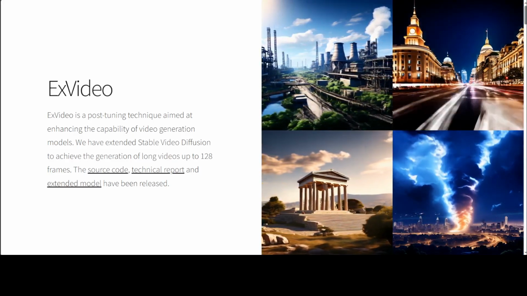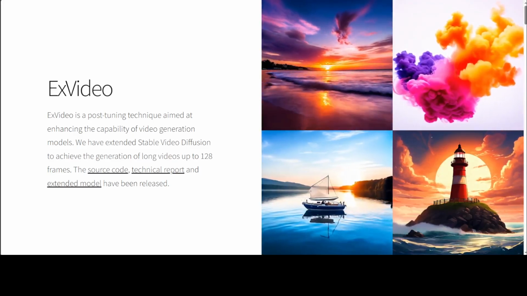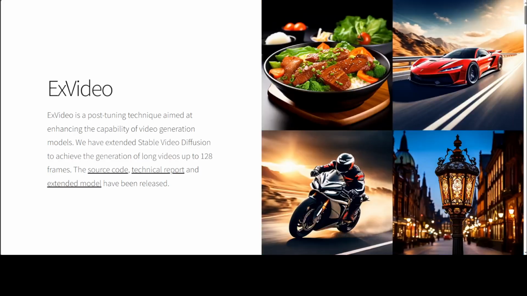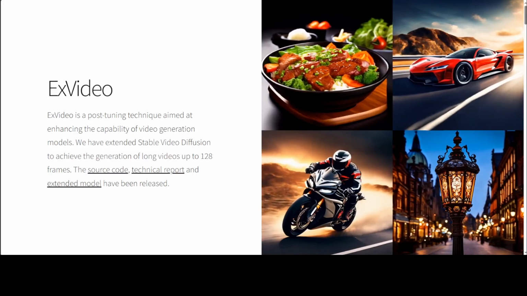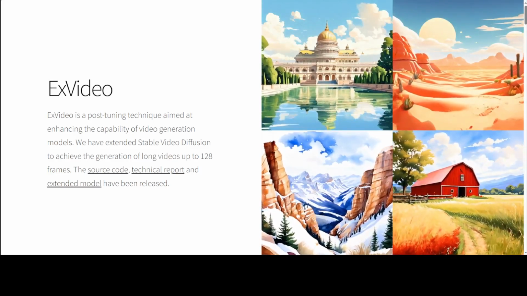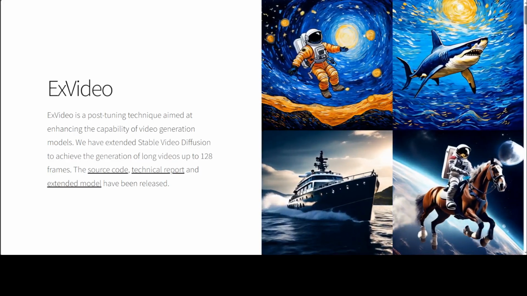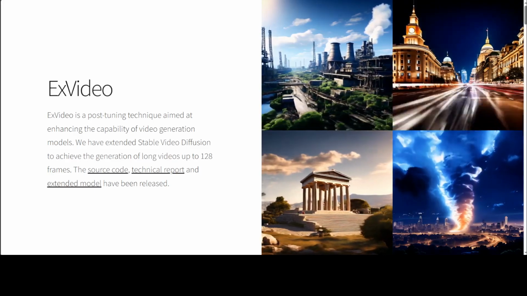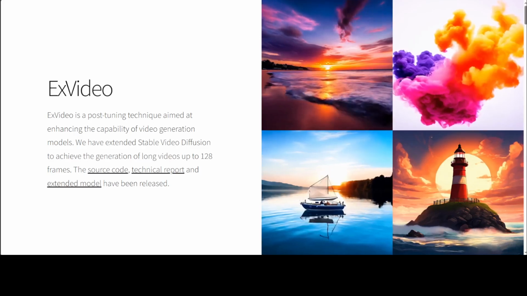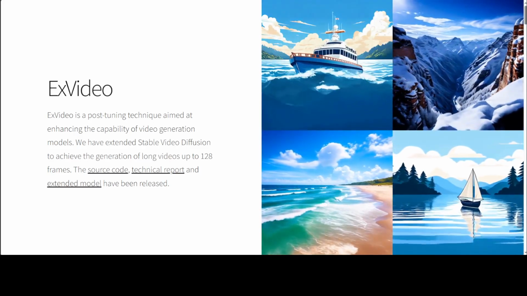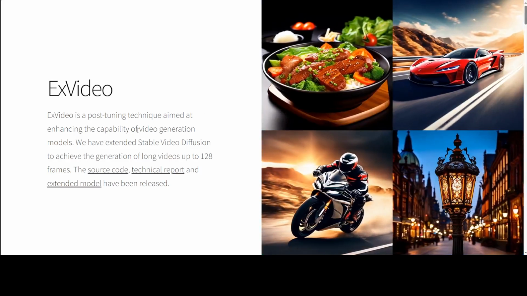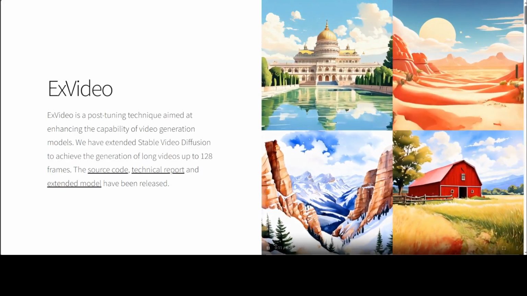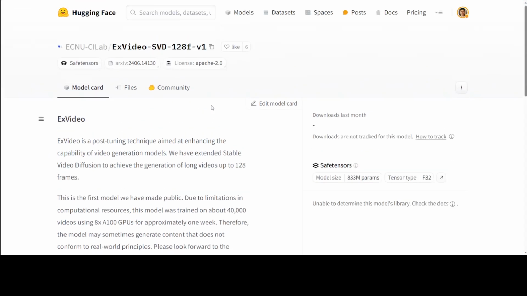So, all in all, what we need to remember is that this ExVideo is a post-tuning technique for video synthesis models that can extend the temporal scale of existing video synthesis models to facilitate the generation of long videos. And they have also trained an extended video generation model based on Stable Video Diffusion, capable of generating coherent videos of up to 128 frames while preserving the generative capabilities of the original model. There is a lot of good stuff which they have published in their technical report, and I will drop the link to it in the video description, this project page, where you can access not only the technical report and all of these videos, but you can also have a look at the model or technique itself on Hugging Face.